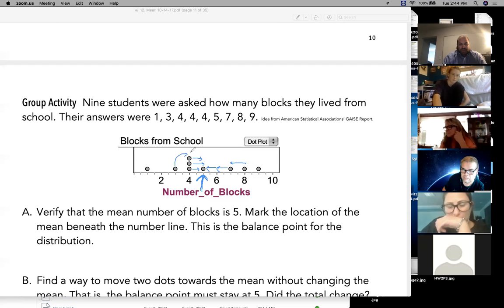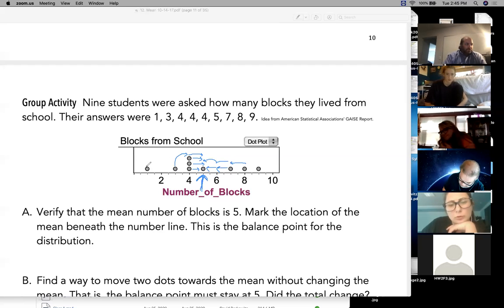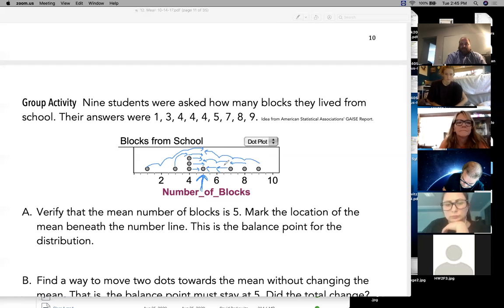Is that where I want to end it up? 2. So you move it 2 to the right. So the guy that's currently here, also 2 to the right. How far do I want to move this one? 3. 1, 2, 3, 4. 4. And 1, 2, 3, 4. So by the time I'm done, everything is moved perfectly to the balance point, and 5 is the balance.